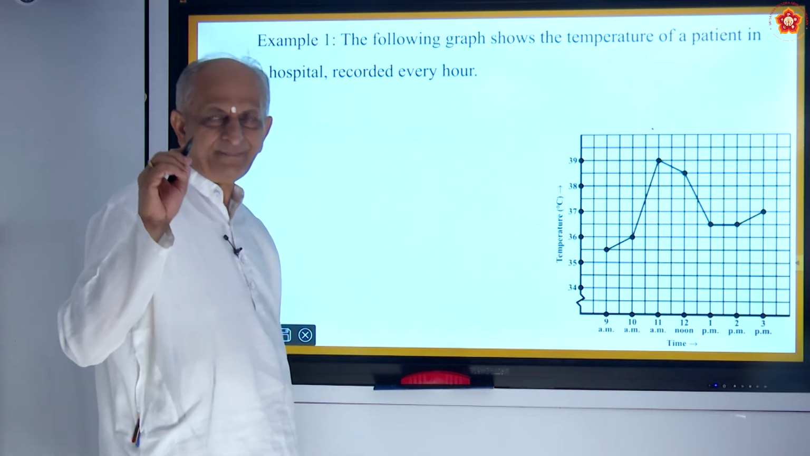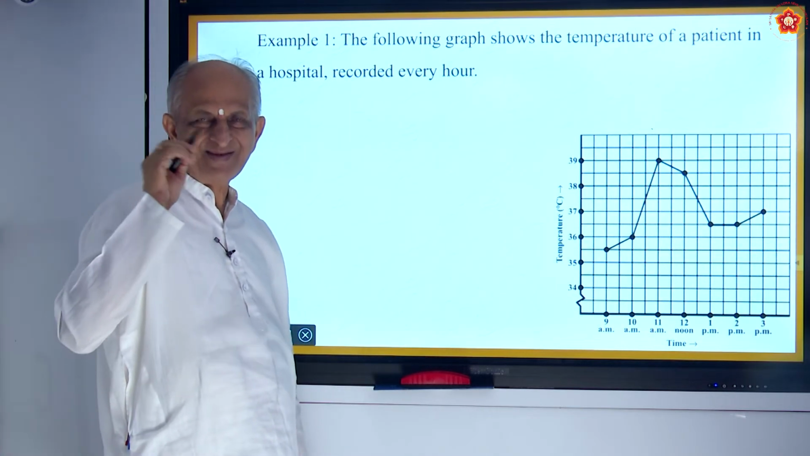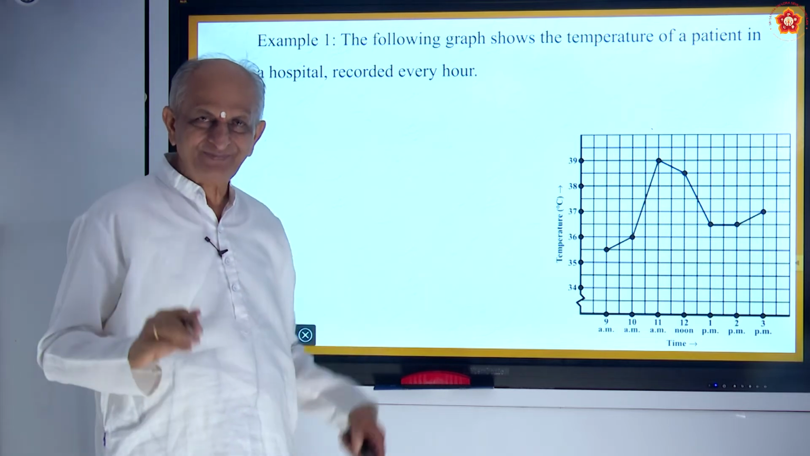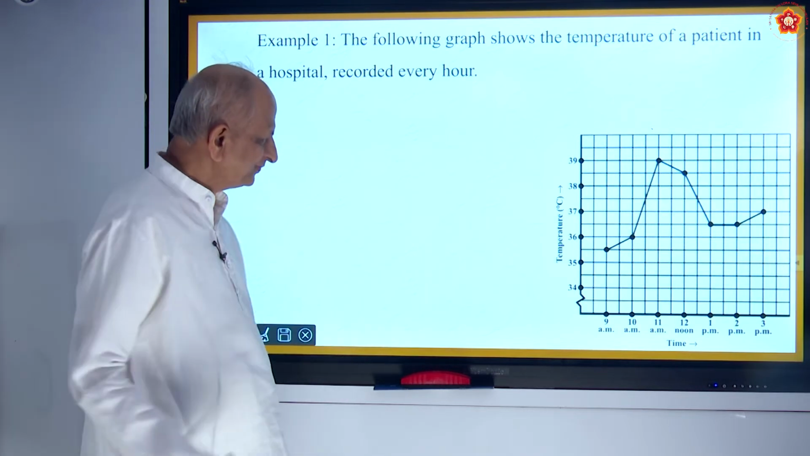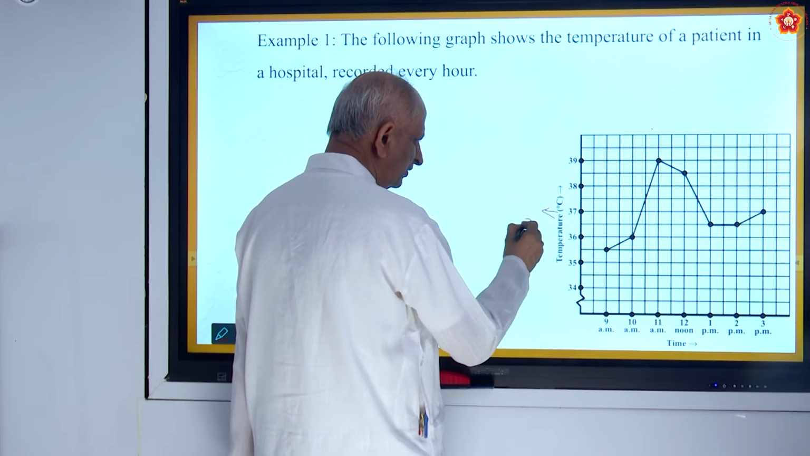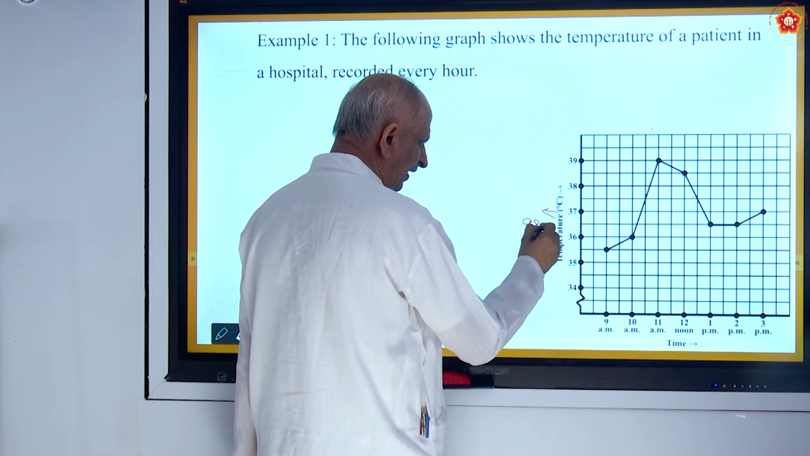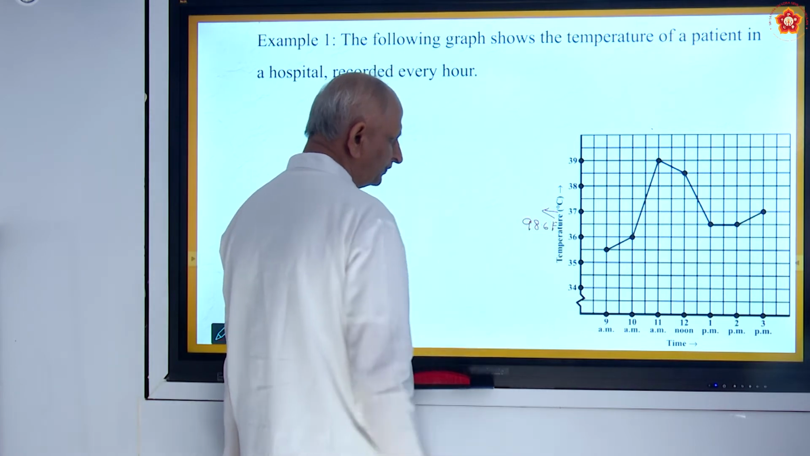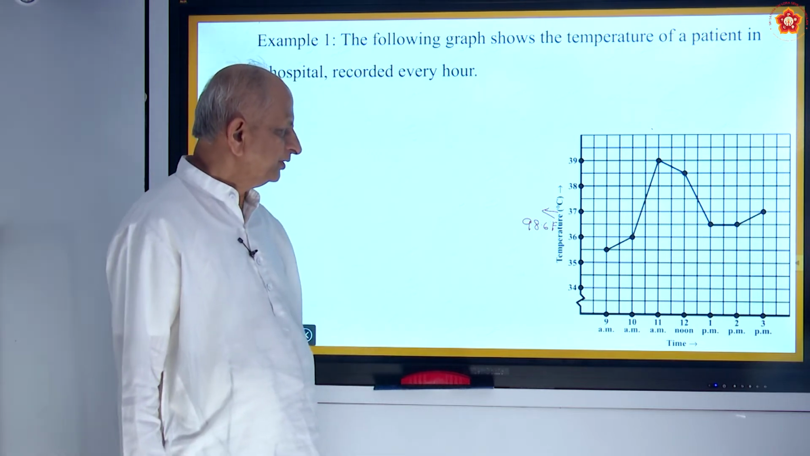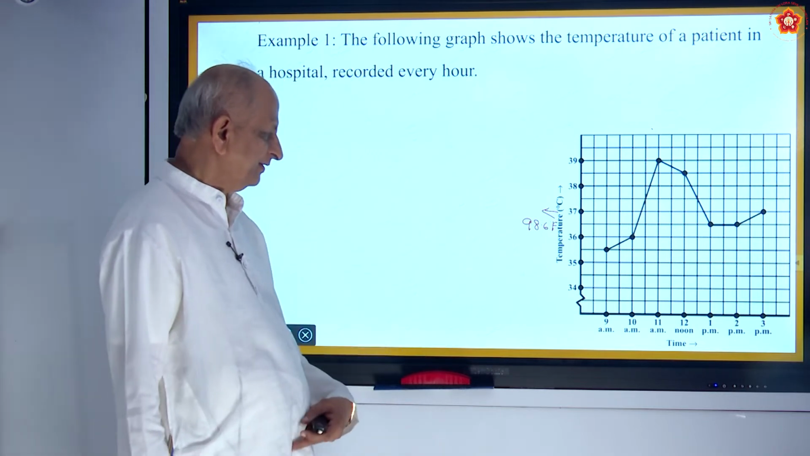What is a healthy person's temperature? Anybody? Think that all of you are healthy. What is your temperature? It is 37 degrees Celsius, or 98.6 degrees Fahrenheit, or in Kelvin, about 310 Kelvin. So that is called a healthy person.